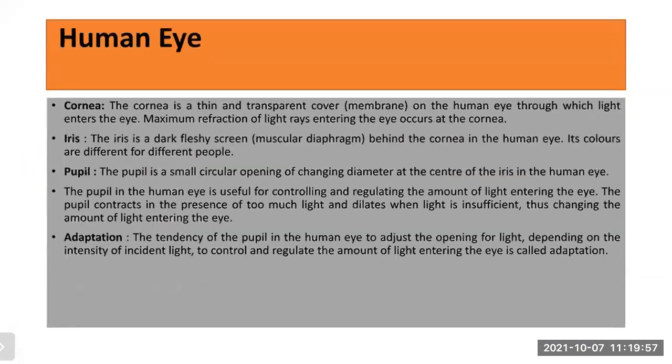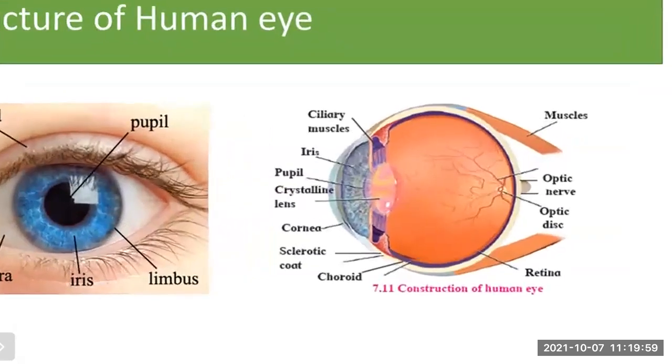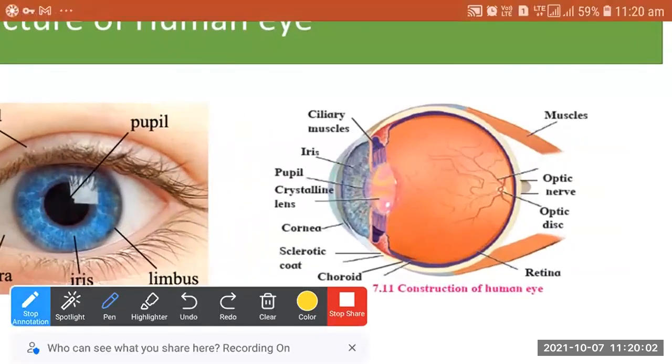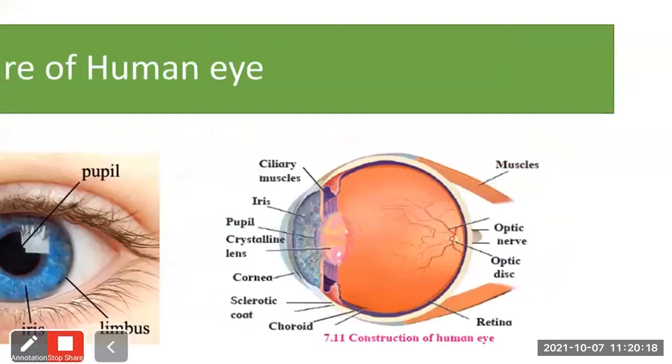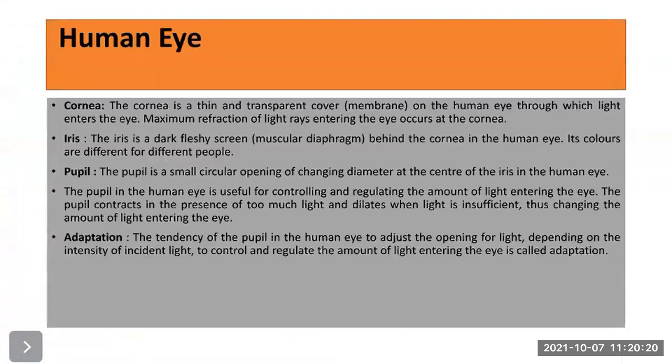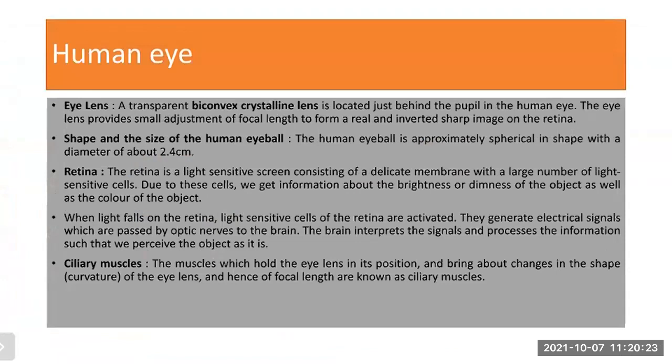So let us first see where is the retina. So here, this part, this is the retina. So it acts like the screen, that is, image is formed on the retina. And this retina has the light sensitive cells. Because of these cells, we are getting the information about the brightness or the dimness of the object, and very important, the color of the object.